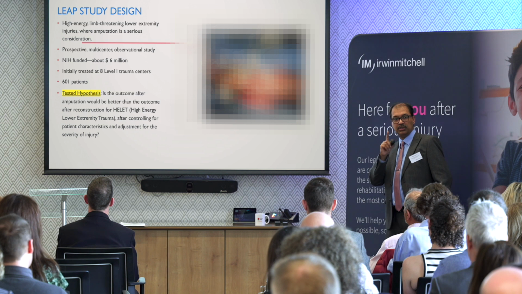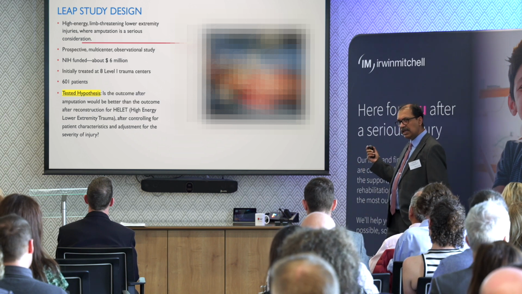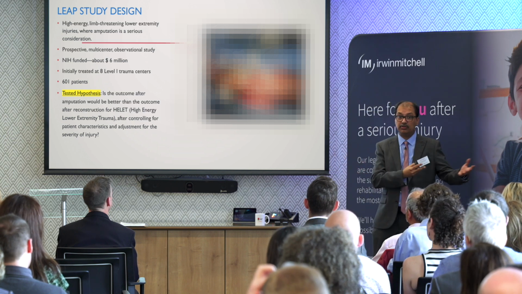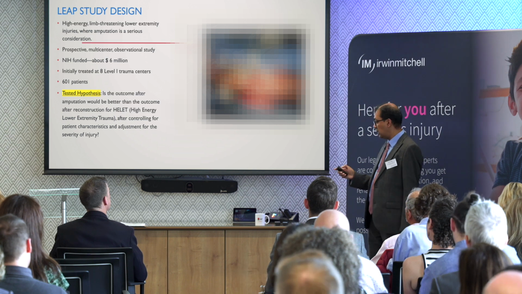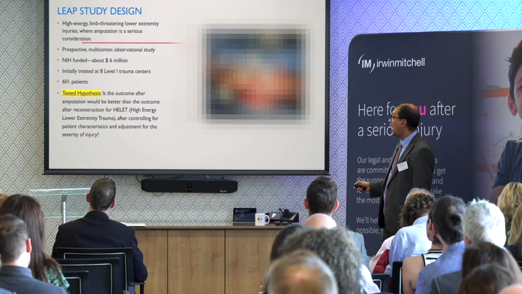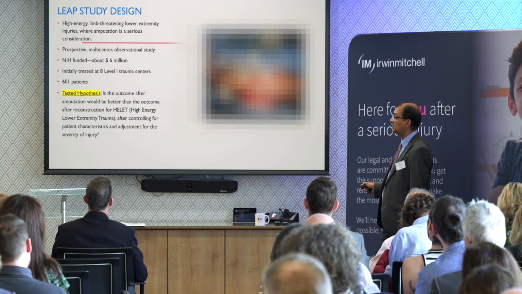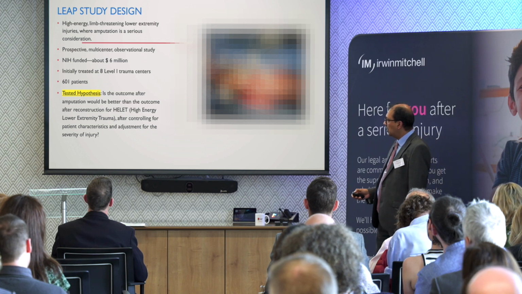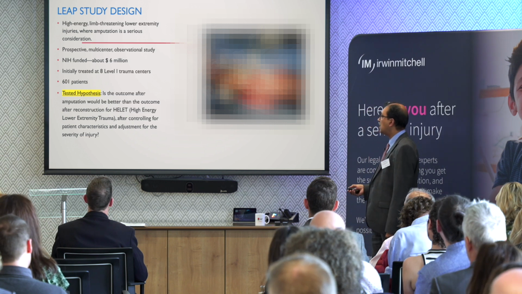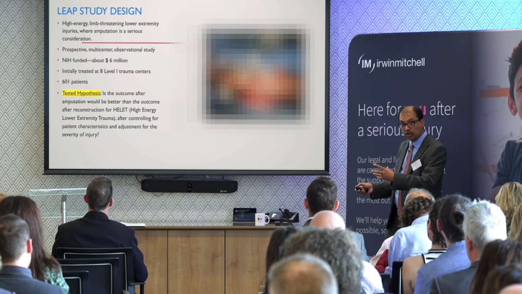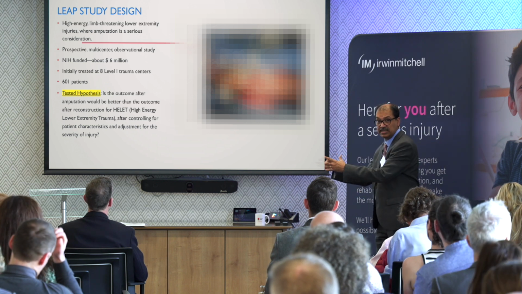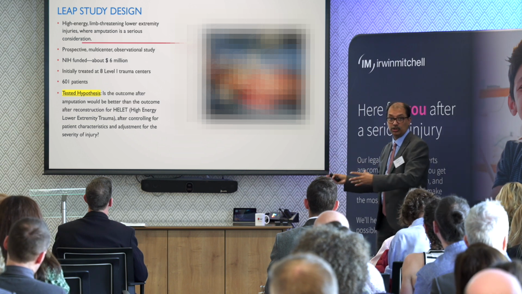And the most important thing, all these mangled limb studies are retrospective. So later on, we find the notes and find out what the outcome is. This study was done prospectively amongst 8 level 1 trauma centers. And the tested hypothesis, what they tried to find out, is the outcome after amputation. So they thought before doing the study, this is the hypothesis, whether it is true or not to find out.